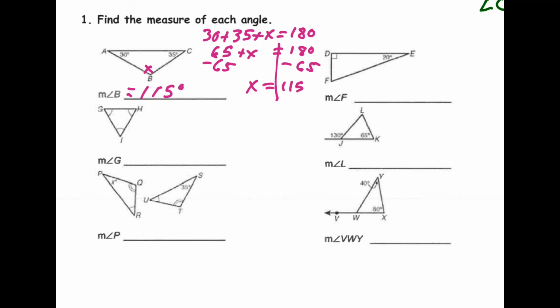Next one. Okay, we don't know what this is, but we know x, x, and x. We know all those angles are congruent. So because I know they're all congruent, I can give them the same variable name. So let's say x, and then I can add them up and set them equal to 180. X plus x plus x is going to be 3x equals 180. Then divide by 3, and we get x equals 60.